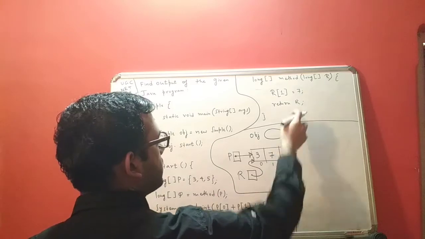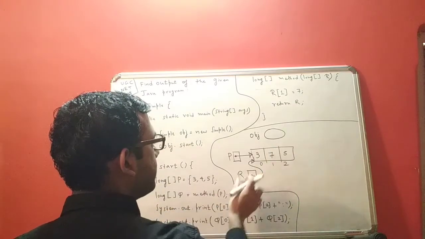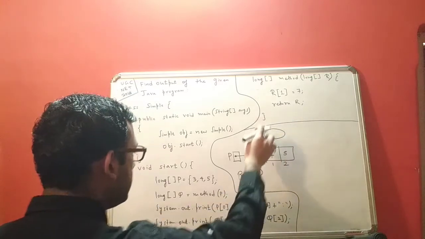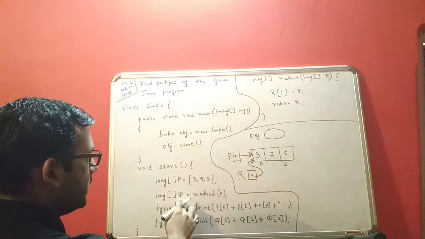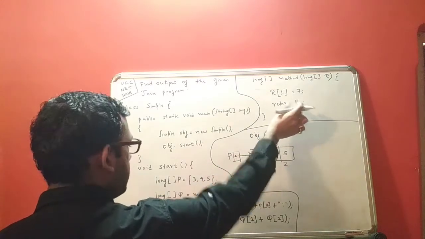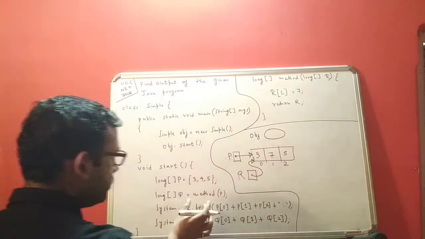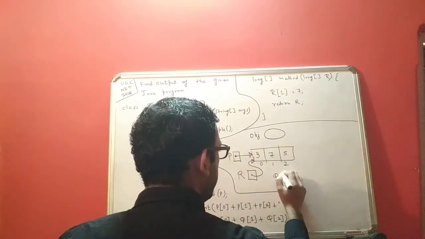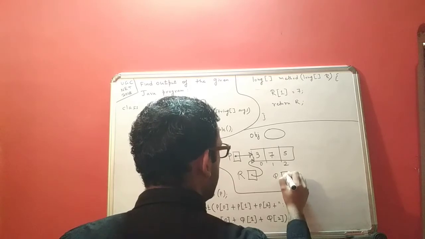And then return R. So you're returning the reference R. This will cause the control to come back to this point. Now Q will receive the reference that was returned by R from this function. Due to this return statement, Q will now also be pointing to the same array.